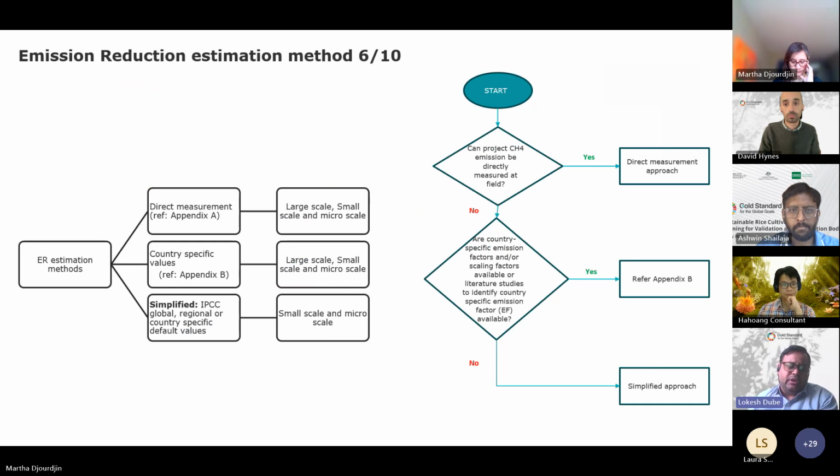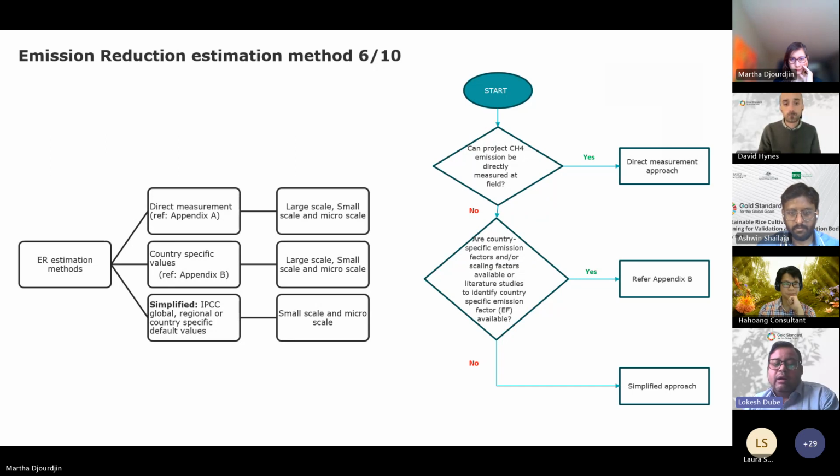Here is a depiction of the estimation methods which are established in the methodology. So we have three different types of estimation methods in the methodology. Direct measurement is the most preferred method, which is guided by the Appendix A of the methodology, is applicable for all kind of projects, large scale, small scale, or micro scale. All type of projects can apply the direct measurement.